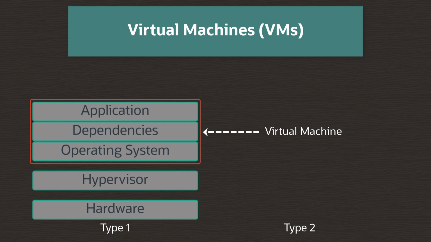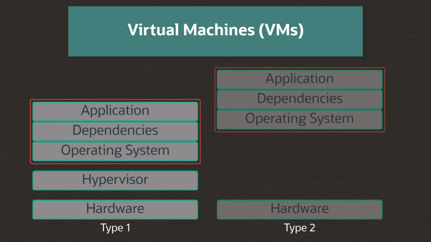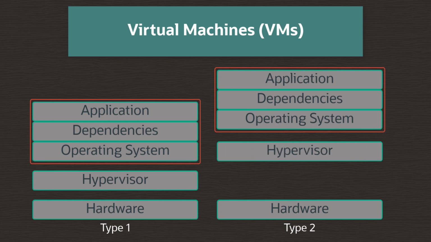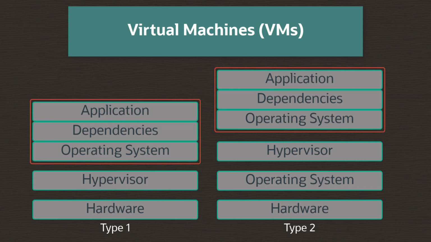Next up is the Type 2 virtualization stack. This is what you may have installed on your laptop, for example, VirtualBox. It's almost identical to Type 1, except this time the hypervisor software, for example VirtualBox, is installed on top of an operating system rather than directly onto the hardware.